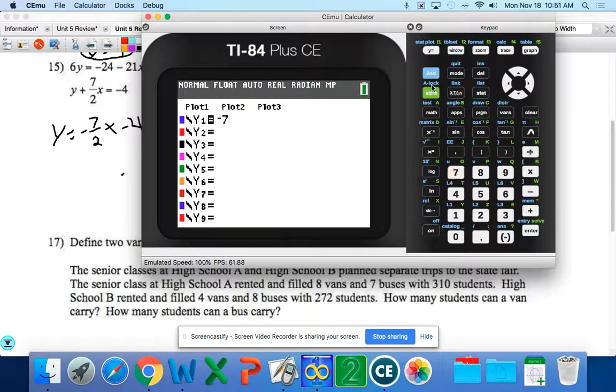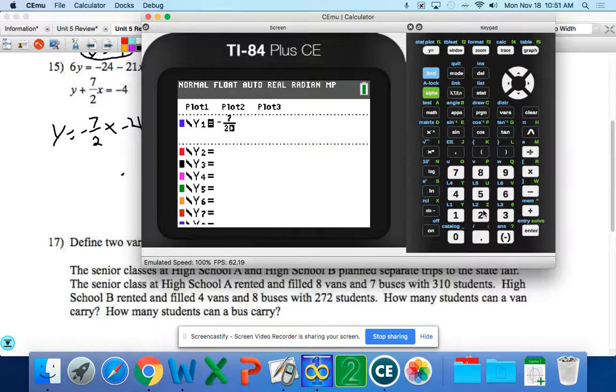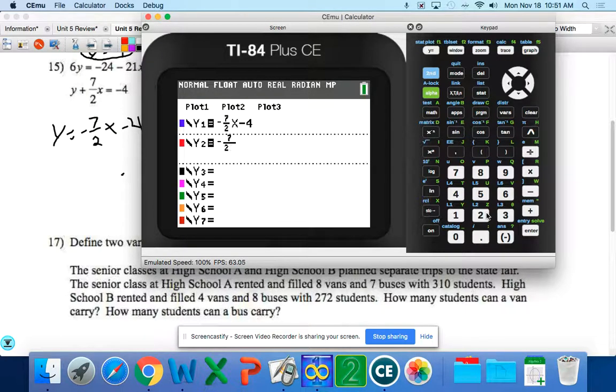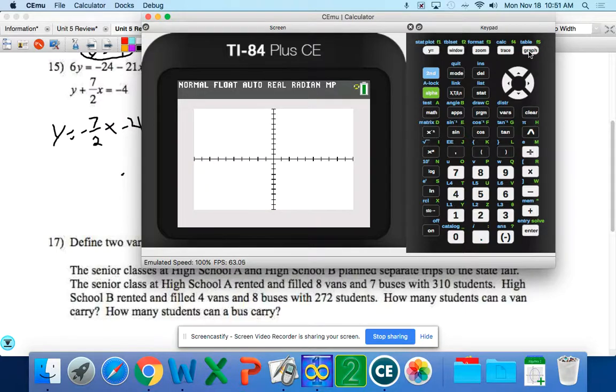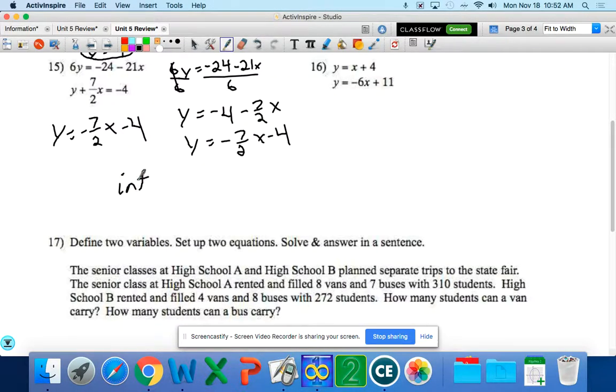I get negative 7/2 x minus 4 and negative 7/2 x minus 4, and I press graph. Here comes my first equation. Here comes my second equation. And we can see that they just lined up right on top of each other, meaning this is an infinite number of solutions.